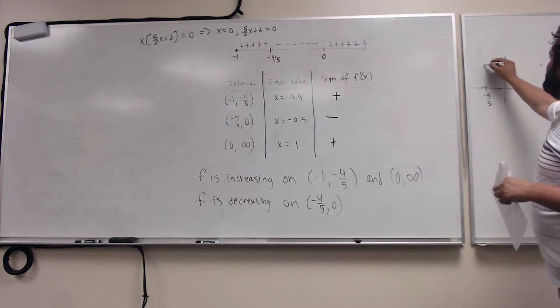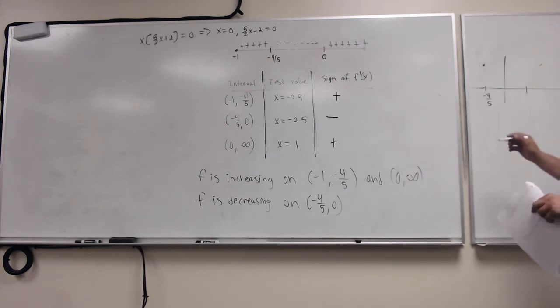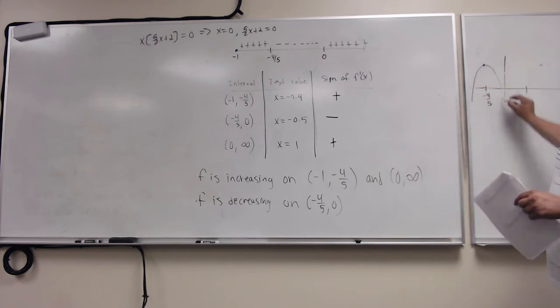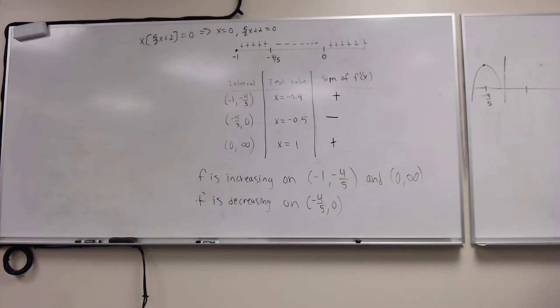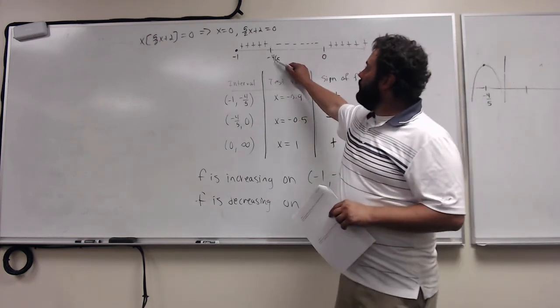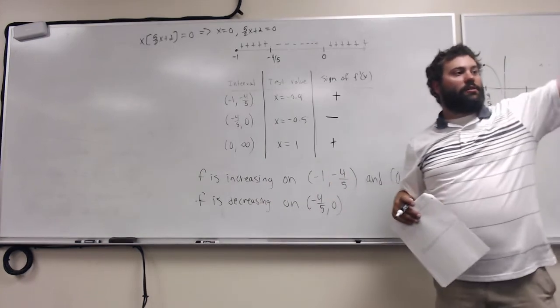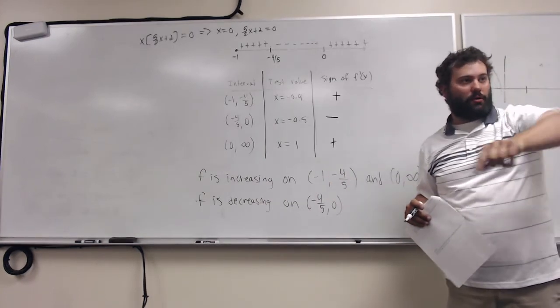Right? You know, this might be the point on the graph. To the left of that point, the function's going up, and to the right of that point, the function's decreasing. So anytime you have a critical number and the derivative changes from positive to negative, the function was increasing, you hit a maximum, and then it started decreasing.